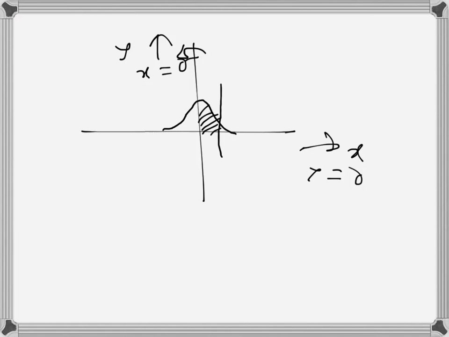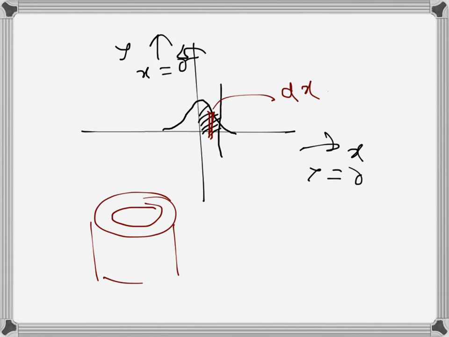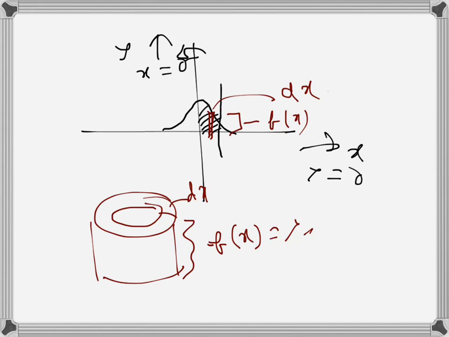So if we consider one section here, this one, and let's say this is dx. So one of the shells will look like this, as we have seen before. This is the thickness dx, the height, which is this one, is f(x) or y, and then we have the radius, which is this much, which is x.